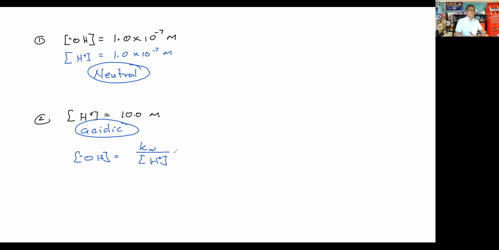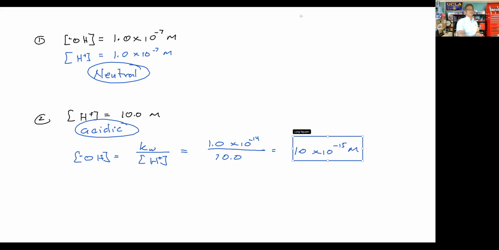Okay. So therefore, that would give us a value of 1 times 10 to the minus 15 molar as the hydroxide ion concentration, which, if you notice here, is much smaller than 10 to the minus 7, which confirms for us again that this solution is an acidic solution.